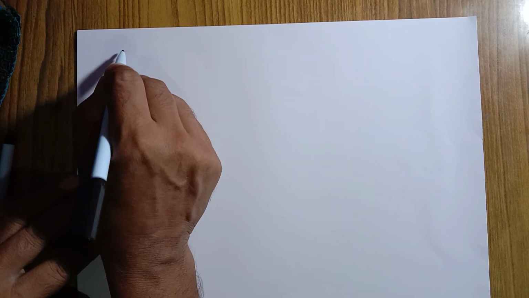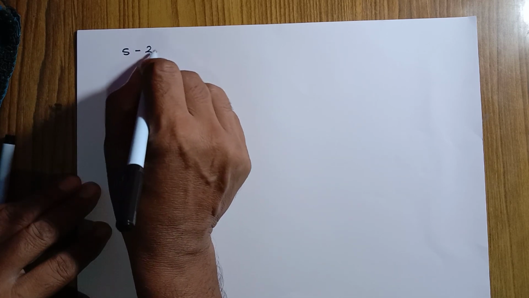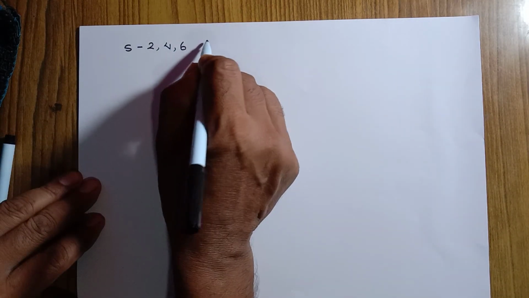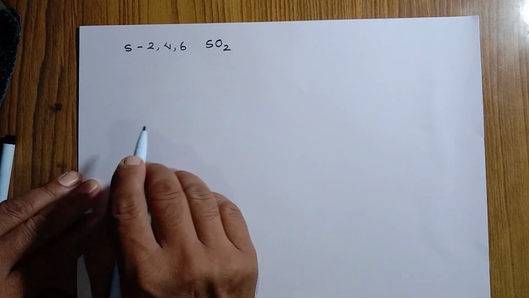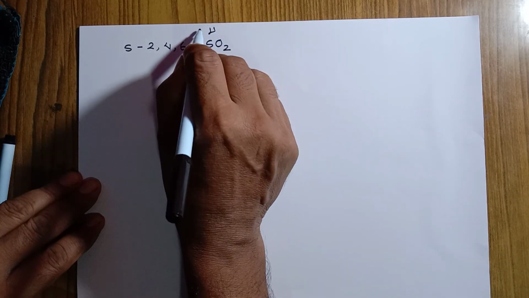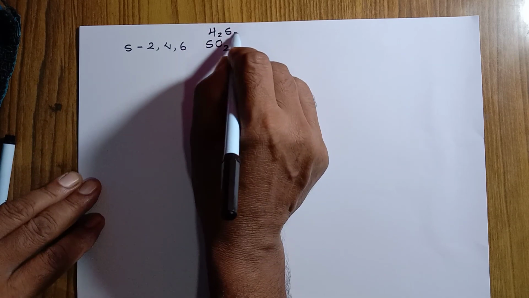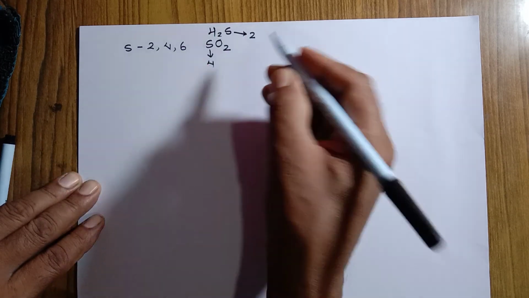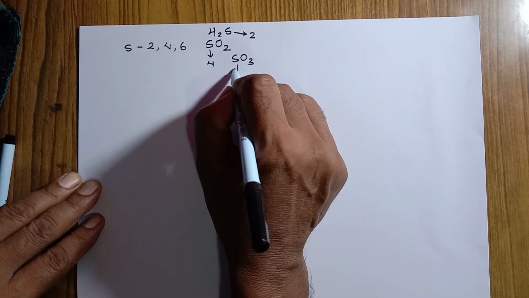Sulfur has three different valencies: 2, 4 and 6. This is a non-metal, it has three different valencies. In sulfur dioxide, valency of sulfur is 4, but in hydrogen sulfide, its valency is 2. In sulfur dioxide, valency of sulfur is 4. In the same way, in sulfur trioxide, valency of sulfur is 6.